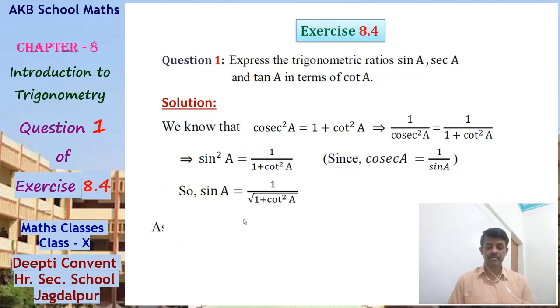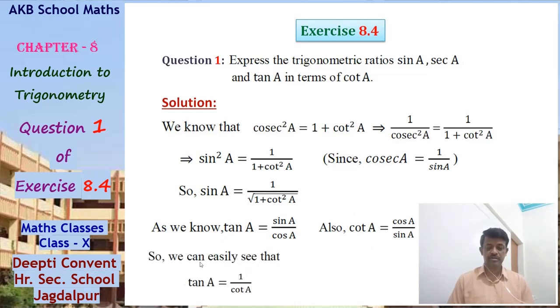Okay, now as you know, tan A equals sine by cos A, and cot A equals cos A by sine A. That is, they are inverses of each other. So we can write tan A equals 1 by cot A. We can easily see that tan A equals 1 by cot A, inverse. This is the value of tan A in terms of cot A. So sine and tan we have got.